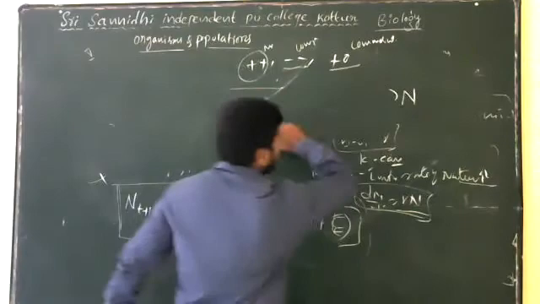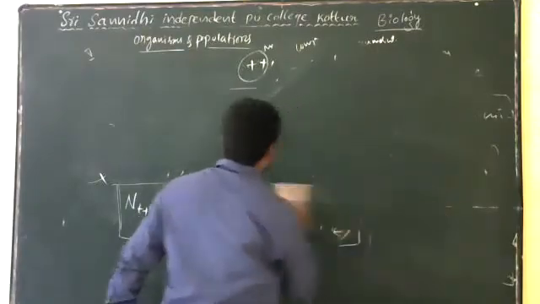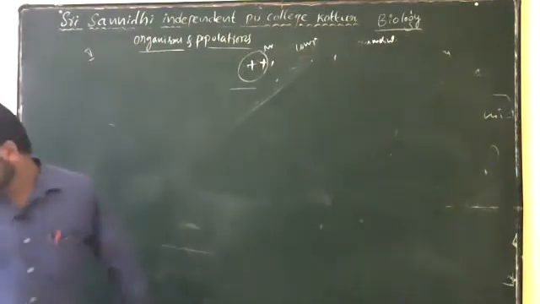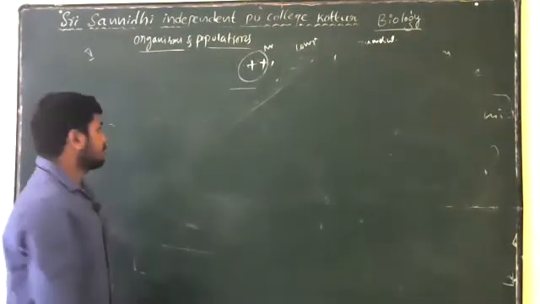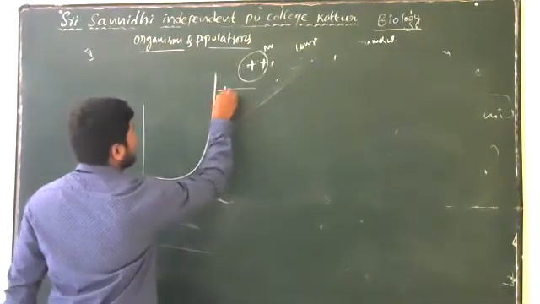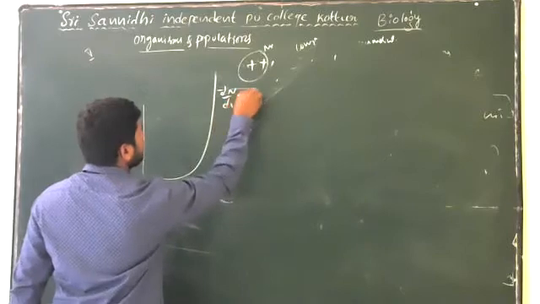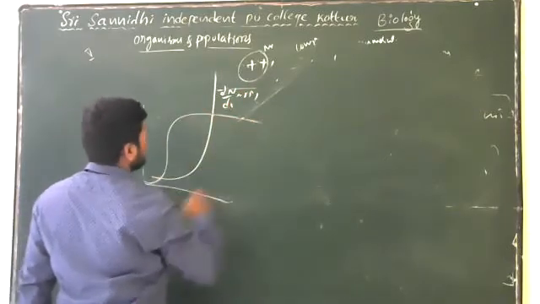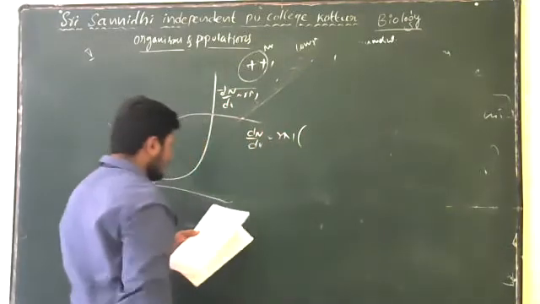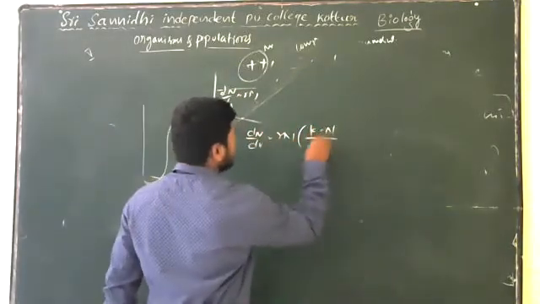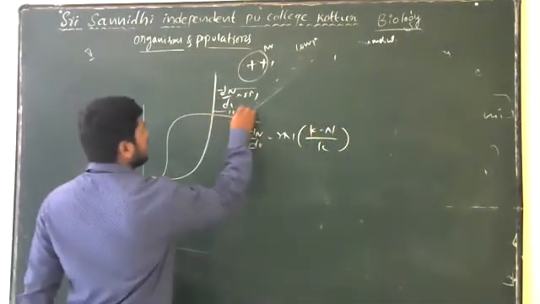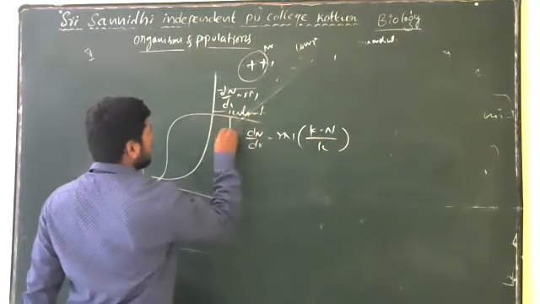Logistic growth model, exponential growth model, its formula and graph, you must understand correctly, right? So J shaped curve is exponential growth, dN by dt is equal to r into N. Logistic growth is dN by dt is equal to r into N into K minus N divided by K, right?